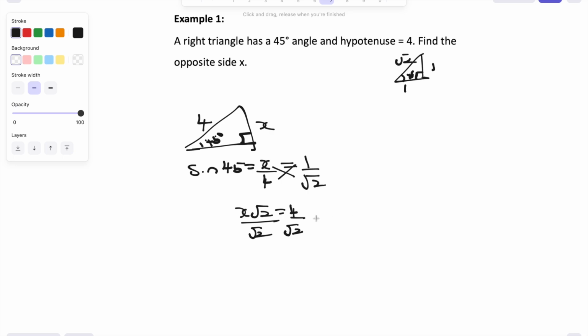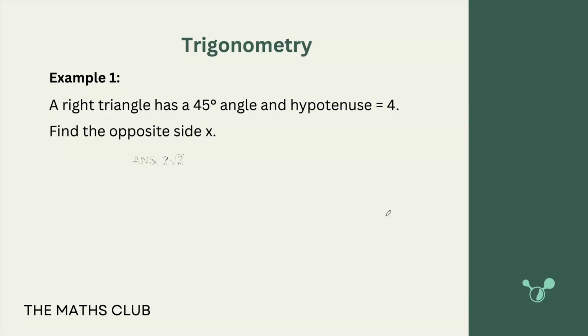I've then rationalized. This will be multiplying the top by root 2, multiplying the bottom by root 2. So that will be 4 root 2 all over root 2 times root 2 is 2, so 2 here 1, 2 here 2, and that will give me 2 root 2. So that's the value of our x. So answer is 2 root 2. Let's see if we're correct. Great.